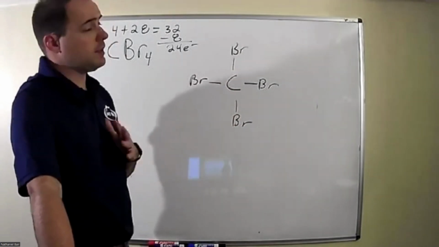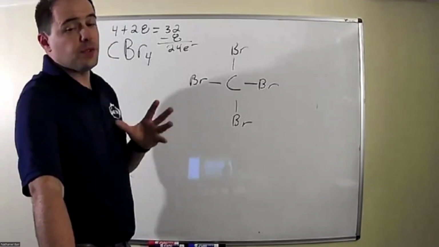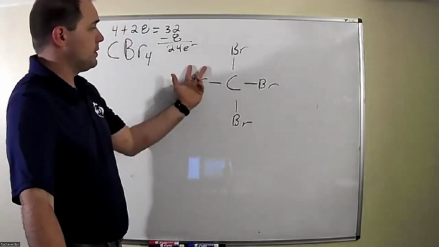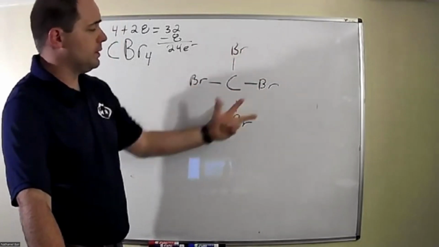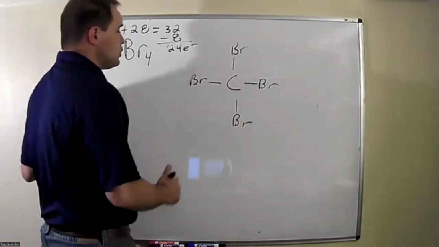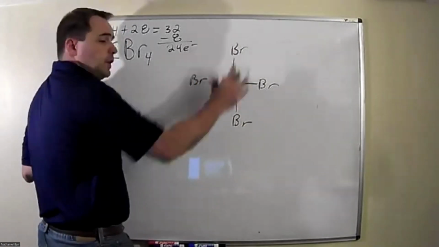Bromine does not. Now, I like to say there's 2 types of people, thinkers and doers. A thinker looks at this and says each bromine needs 6 more dots, and you got 4 bromines. Well, 6 times 4 is 24. So, you're going to be good.